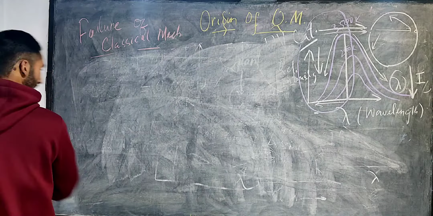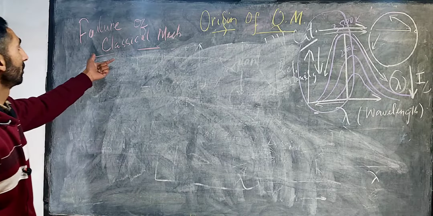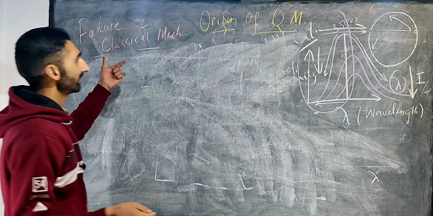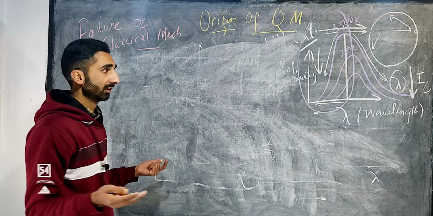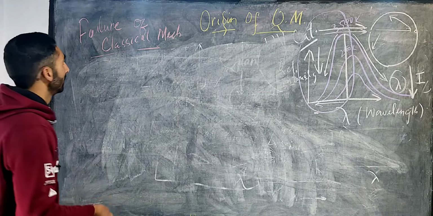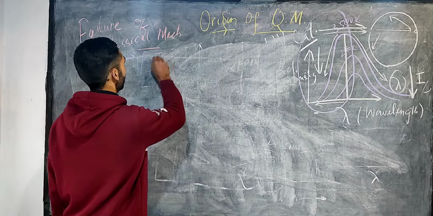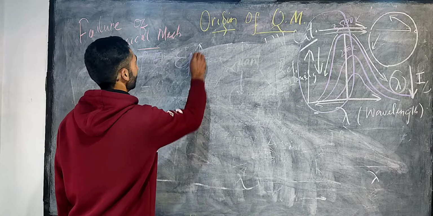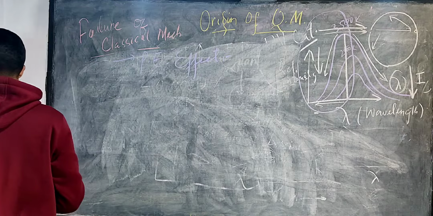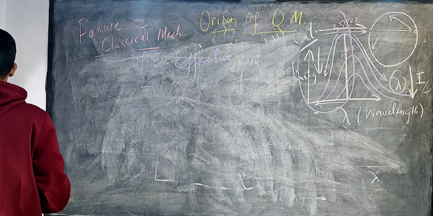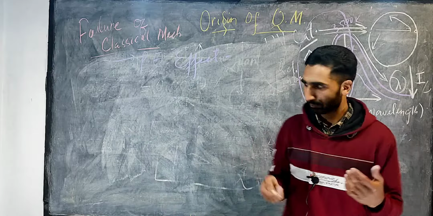Another experiment which was a kind of failure for classical mechanics to explain, as I told you in the initial lecture, is known as the photoelectric effect. This experiment also could not be explained if we consider the wave nature of light.